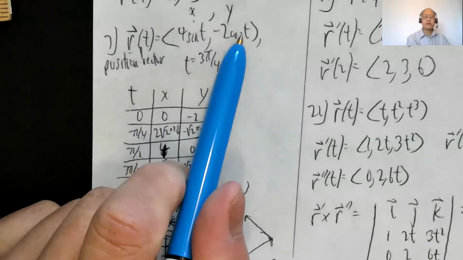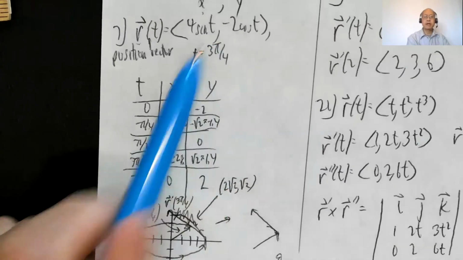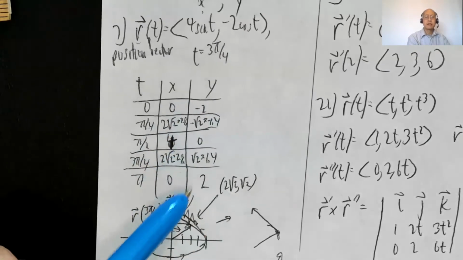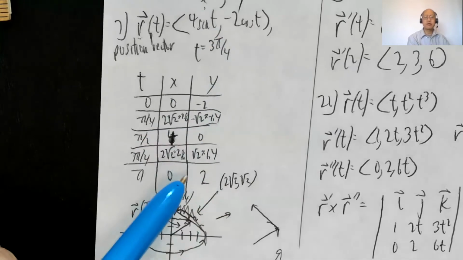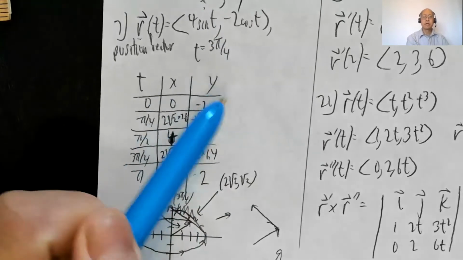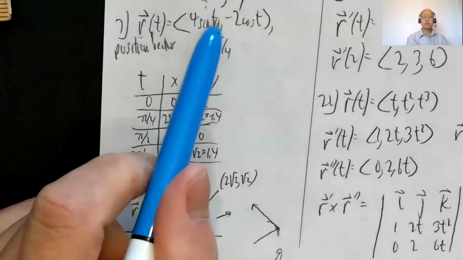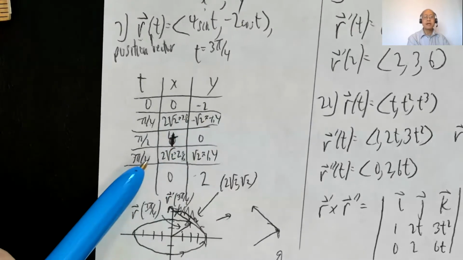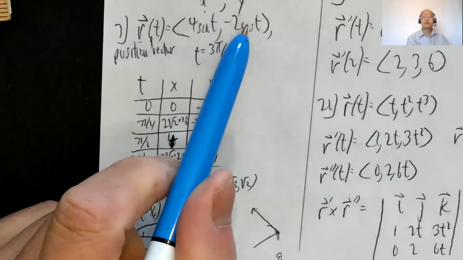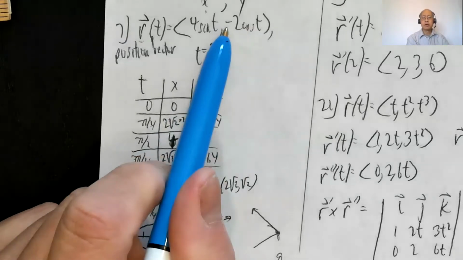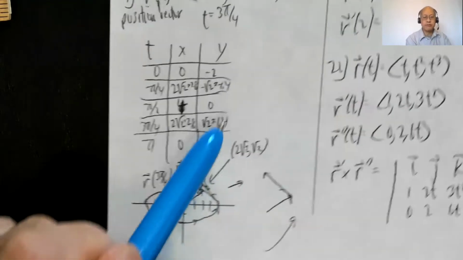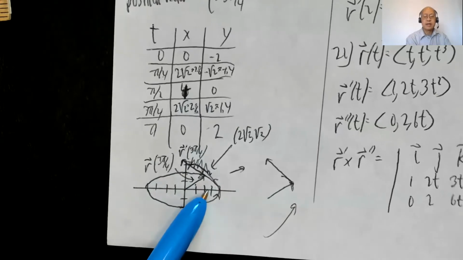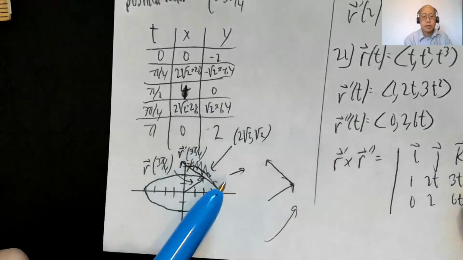Then -2 cosine of t. Plug in 0, cosine of 0 is 1, multiplied by -2, you get -2. Cosine of pi over 2 is 0. Cosine of pi is -1. -2 times -1 is a positive 2. Cosine of pi over 4 is radical 2 over 2, multiplied by -2, negative radical 2, which is about -1.4. And plug in 3 pi over 4. Cosine of 3 pi over 4 is negative radical 2 over 2. Multiplied by that, you get radical 2, which is about 1.4. Okay. And then I plot all the points and I get something like this. It looks like it's elliptical.